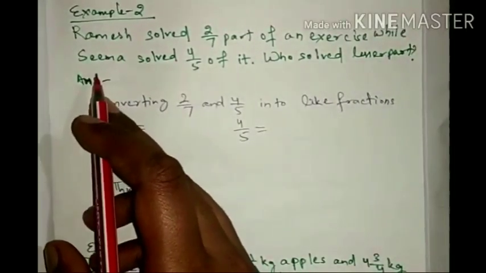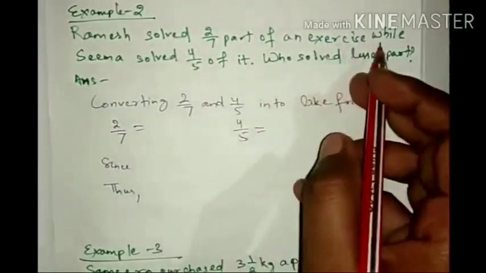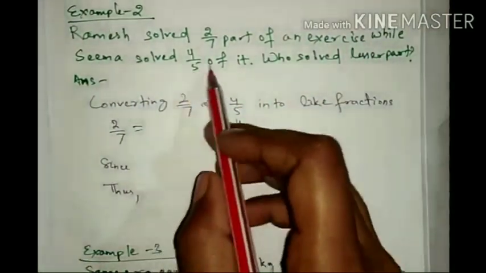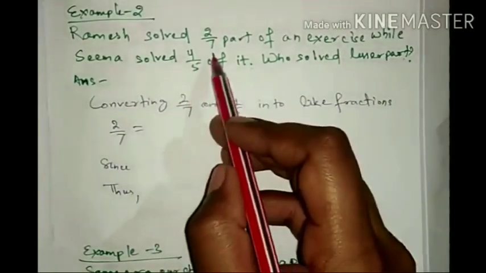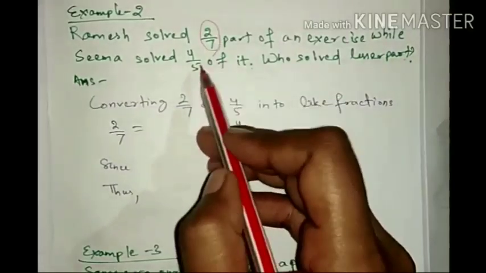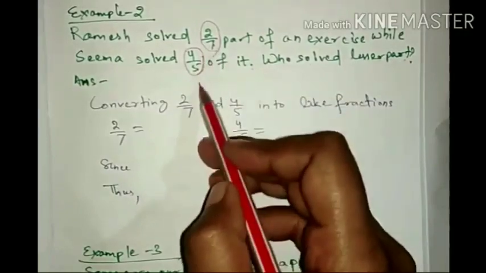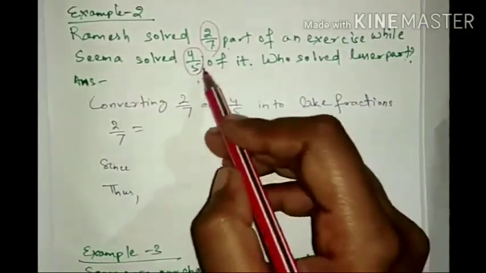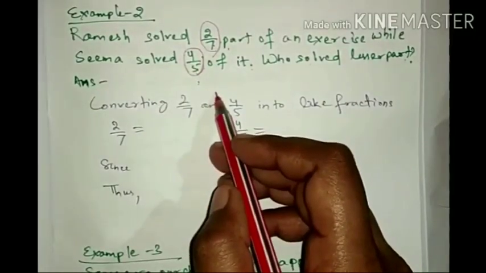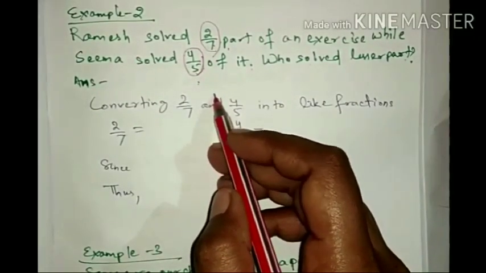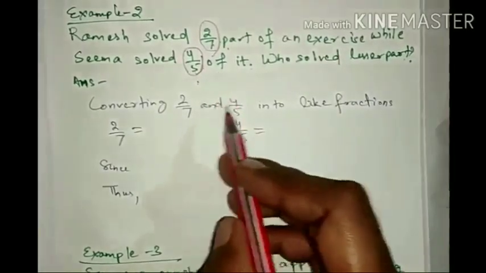This one is example 2. Ramesh solved 2 by 7 part of an exercise while Seema solved 4 by 5 of it. Who solved the lesser part? Look, this one is 2 by 7, 4 by 5. The denominators are different, so what fractions are they? Unlike fractions. So we have to find the bigger and lesser. You have studied in class 6. When we have to find the bigger or lesser fraction, we have to convert them into like fractions.